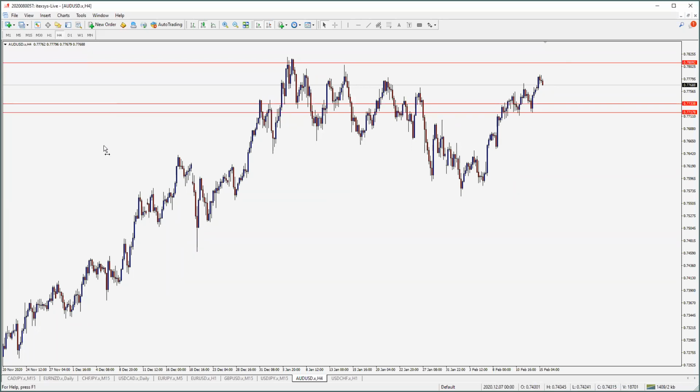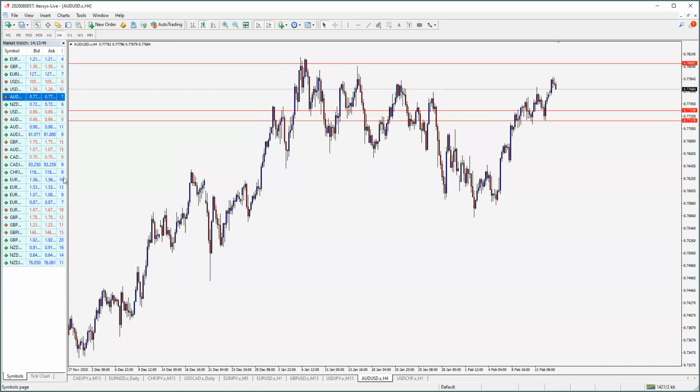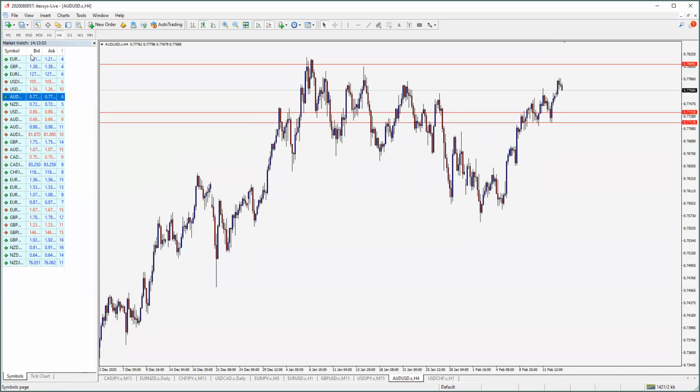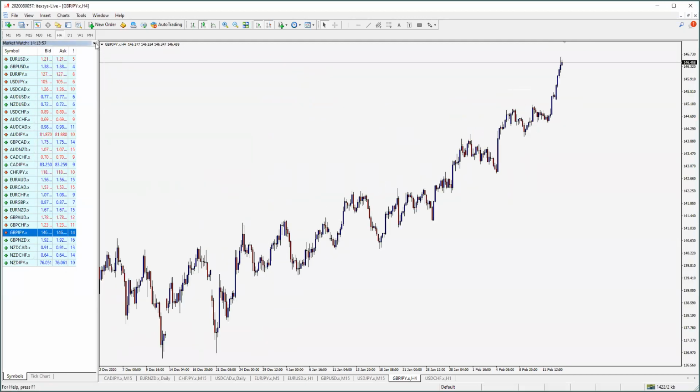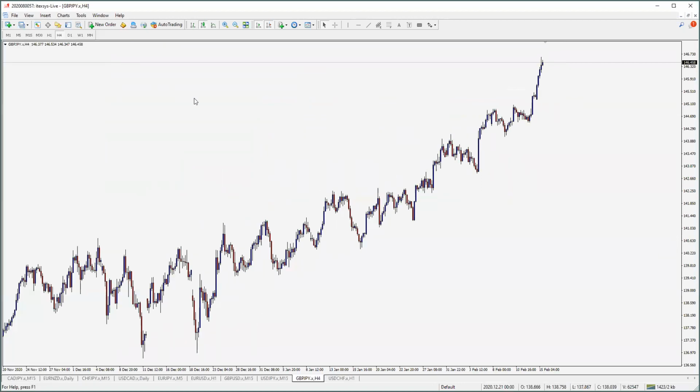Okay, so that's for the AUD against the dollar, the Aussie against the dollar. I'll take the pound against the yen. Okay, let's bring it to the chart. Okay, that's the pound against the yen. And you can see the price really had a nice rally lately in this 4H time frame.